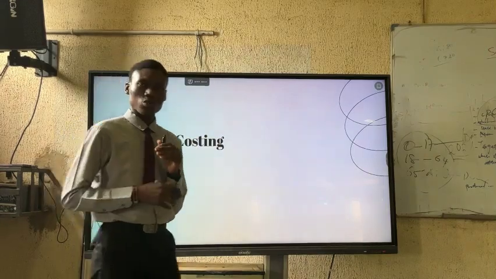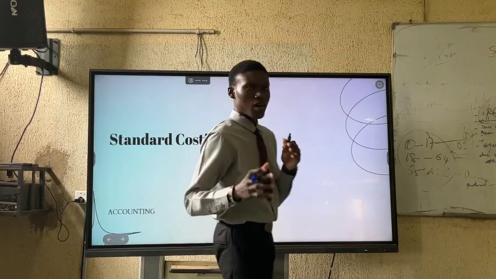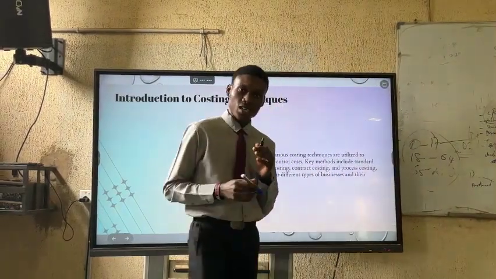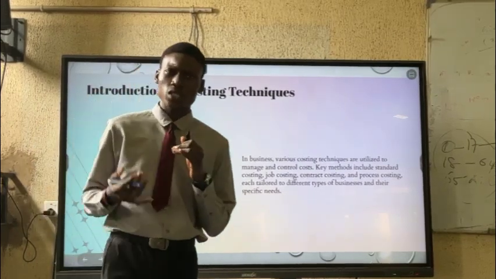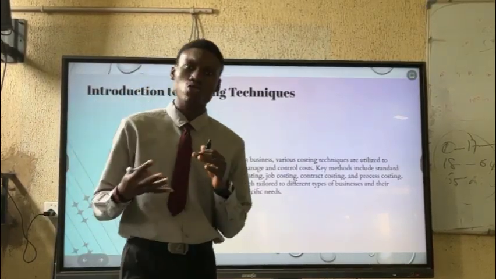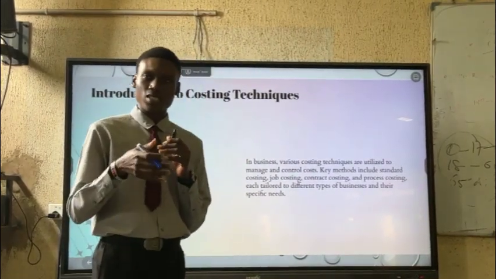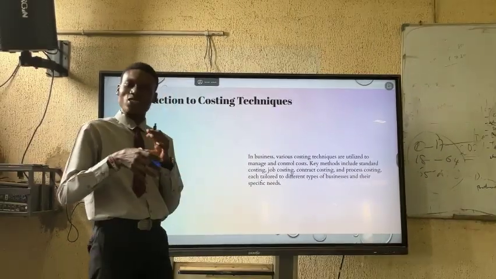So, what is standard costing? In the operation of any business, there are various costing techniques that should be utilized to help manage and control the costs for the business, and they include process costing, standard costing, job costing, and contract costing. These costing techniques are interwoven in the business system to ensure an efficient and effective control of cost. So, now what is standard costing?